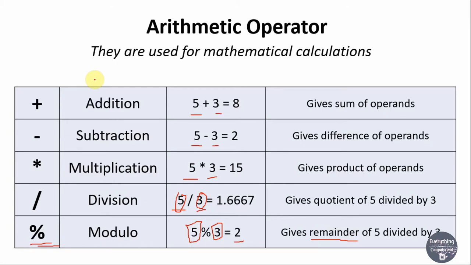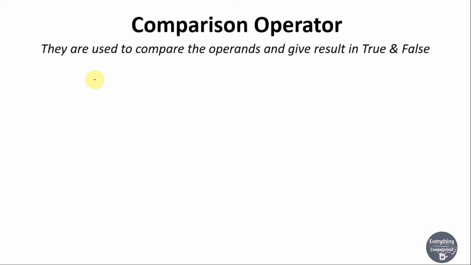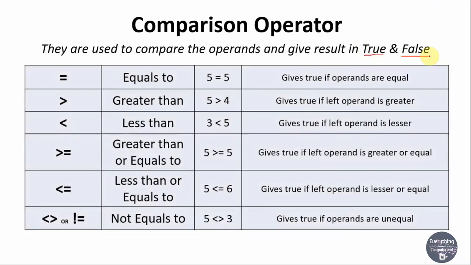Let's now move on to our next operator type, the comparison operator. Comparison operators are used to compare the operands, and they give the result of the expression as true or false. There are basically 6 comparison operators supported in SQL. The first one is the equals to operator. It compares the operands and checks whether they are equal to each other or not, and if they are equal then it gives a true value. For example, 5 equals 5 is true, so it will give true as its answer.